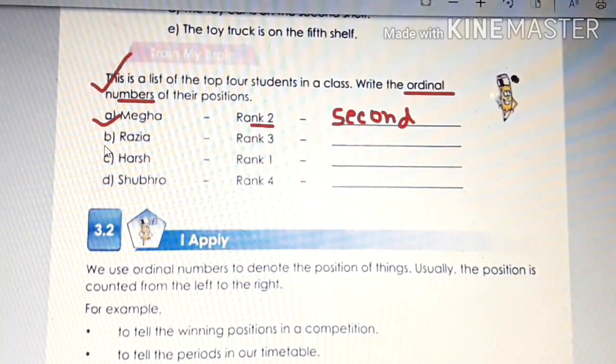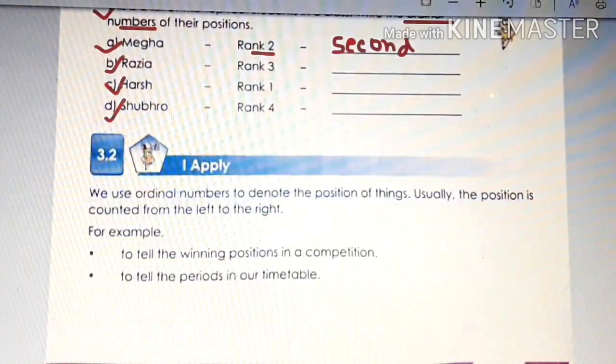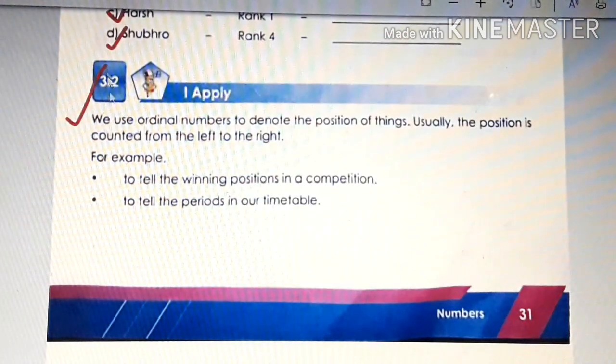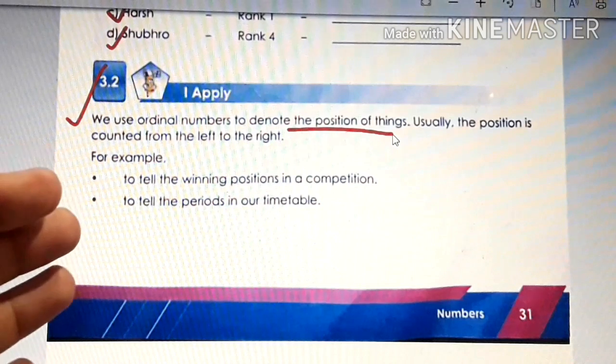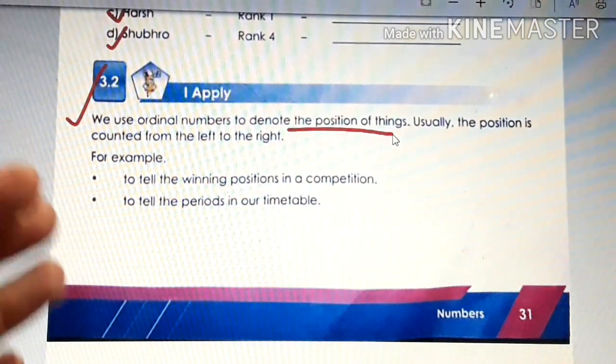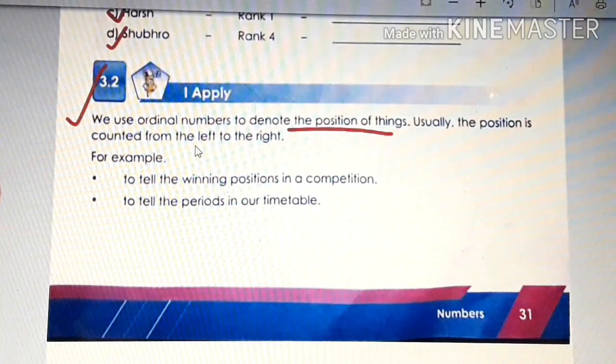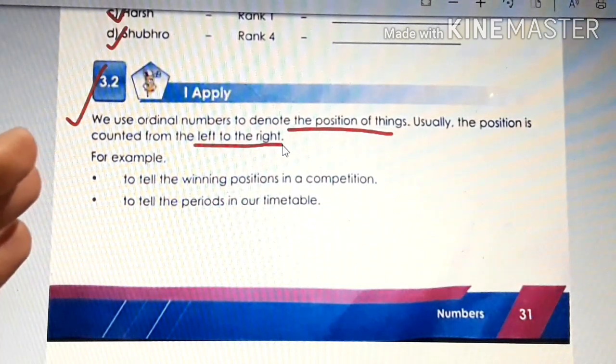Next, Razia, she is rank 3. So what is the ordinal number? Third. You have to write the spelling of third and also can write the short form. Harsh, he is in first position, right? So you will write first. Shubhro is in rank 4. So what is it? Fourth. Clear? You can write down the answers in the book itself. Next, we use ordinal numbers to denote the position of things, isn't it? Ordinal numbers are used to denote the position of things, that is first, second, third. And we always start counting from left to right. Okay?